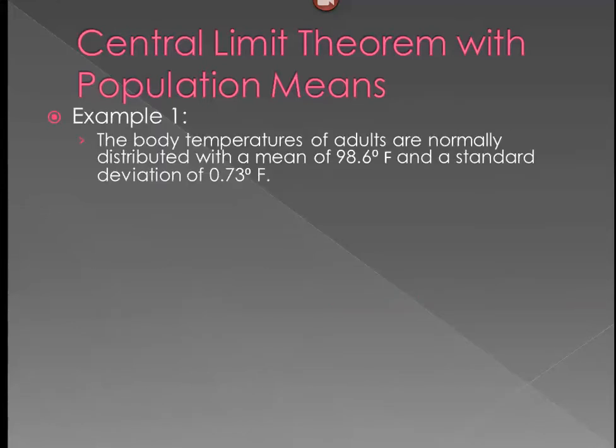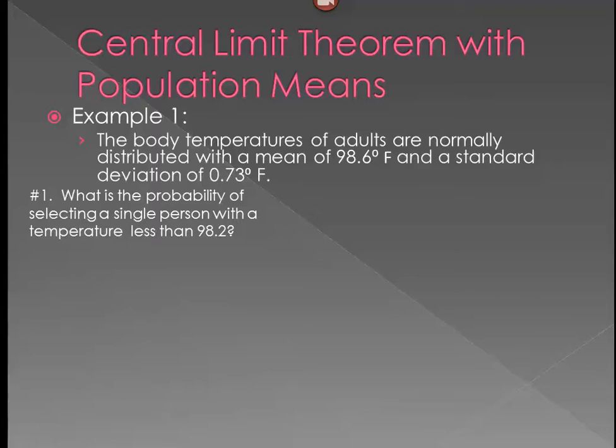Let's now contrast the difference. Things change drastically when we change the standard deviation as we have. So we're going to compare. The body temperatures of adults, we're going with the same data set here. But I first want to do, what's the probability that we take a single person from the population and that person, we're trying to figure out what's the probability they have a temperature less than 98.2.